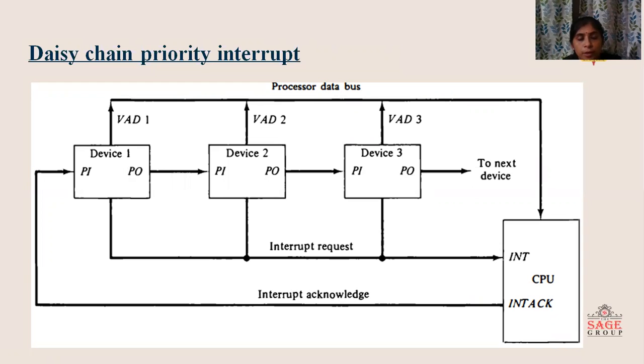So in this way, the priority is given to the different devices. There is a combination, meaning all the devices are connected in serial order, and the priority is given by the interrupt signal. In the same way, bidirectional signals are there. The bidirectional signal means the CPU is giving attention to the particular device by sending the interrupt acknowledgement signal.